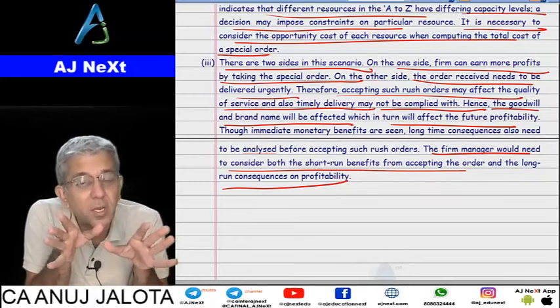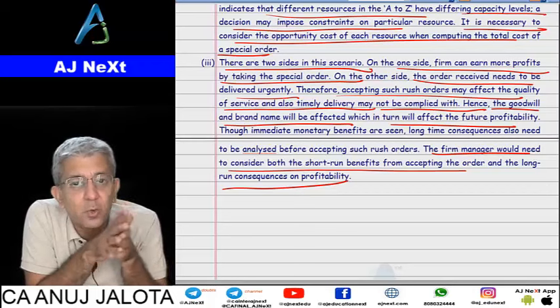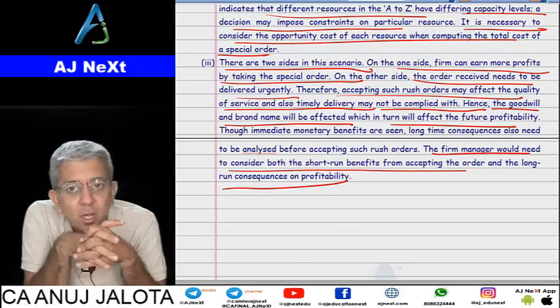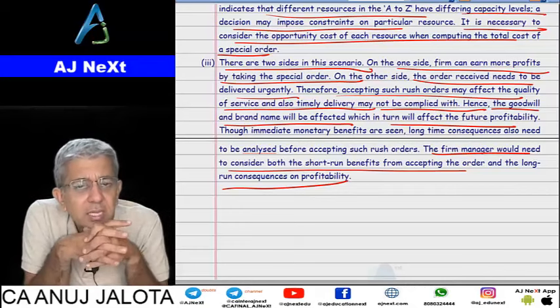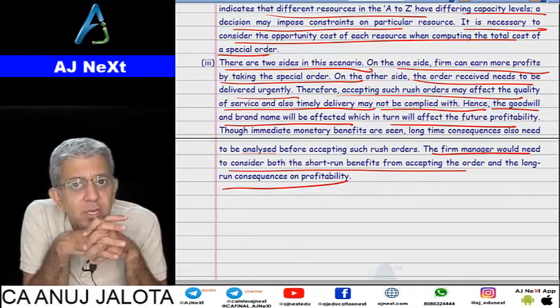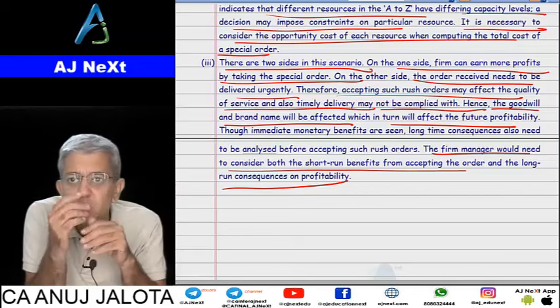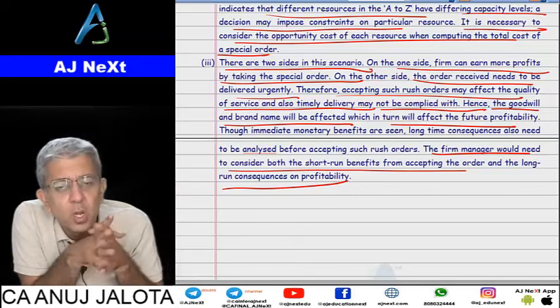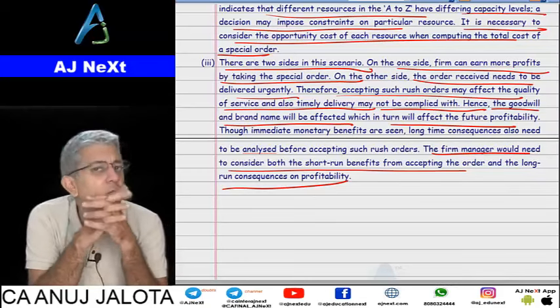And see, a hotel, one customer cannot do much. But if you give bad service to a hotel that gives you a very big order, then this could affect your goodwill in the long run. They might start telling other hotels, don't get the things cleaned from this laundry service, it is bad. So from a long run point of view, if the quality gets destroyed, it is not very good.